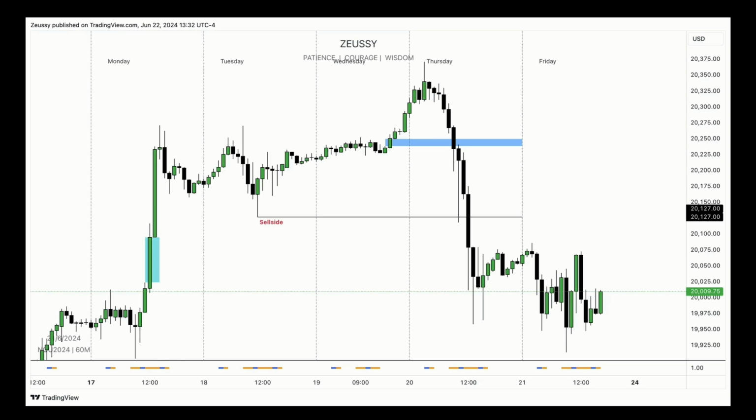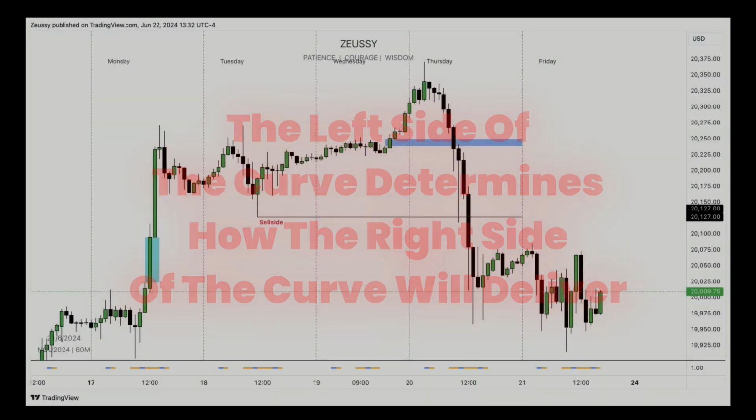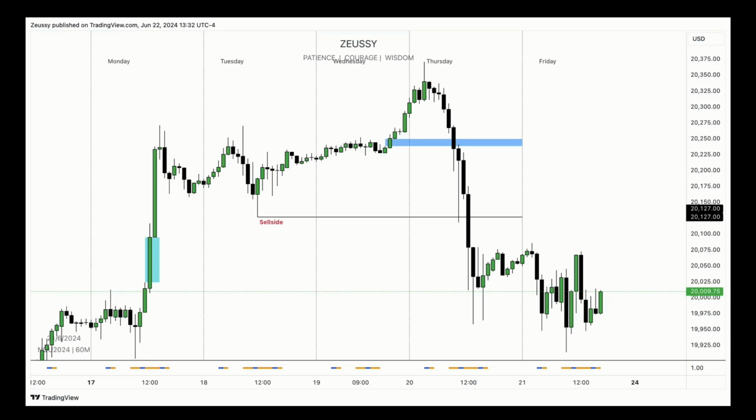Investigate how the left side of the curve was crucial in setting up this low resistance liquidity run on the right side of the curve, because that is one of the main takeaways that I want you to learn from this lecture. It is that the left side of the curve determines how the right side of the curve is going to deliver. And that right there is something that you need to write down somewhere because it's a crucial note to keep in mind. The past determines how the future will deliver, meaning based on the past, we can anticipate what will happen in the future. And that's where time and price sequences come into play.